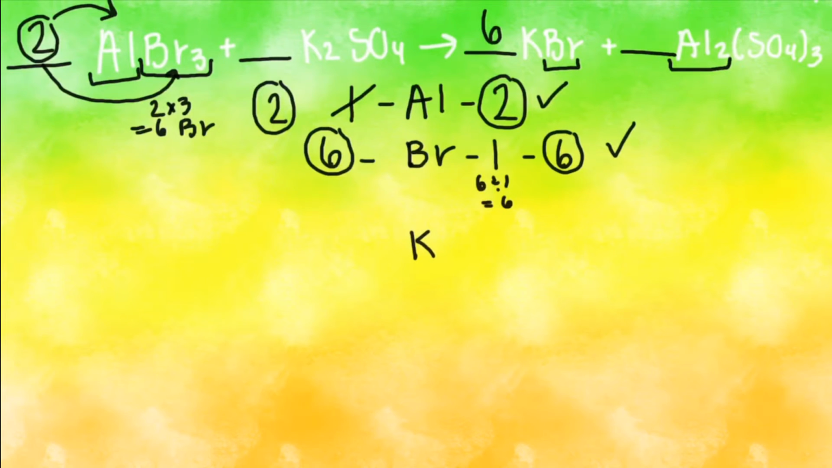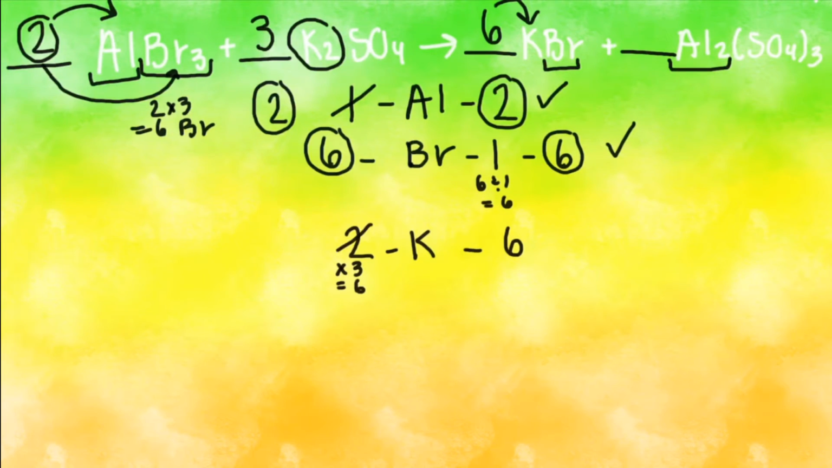Now for the next element, potassium, K. On the left side, you have 2 because of the subscript 2. On the right side, you have 6 times K, which equals 6. 2 to 6 is not balanced, so 2 times 3 would give you 6. So we added a 3 in front of the K2SO4. So now 6 to 6, they are both balanced.